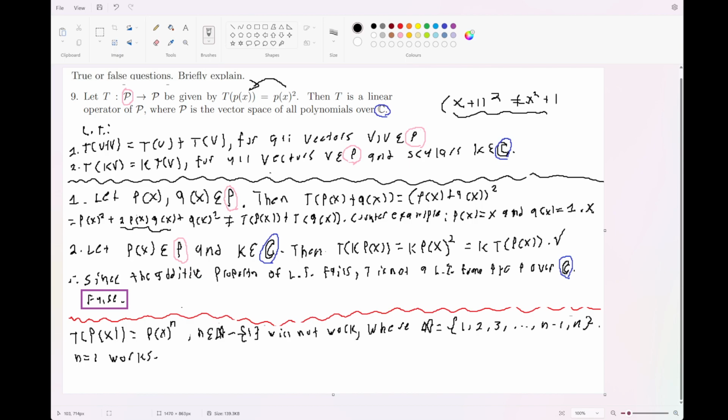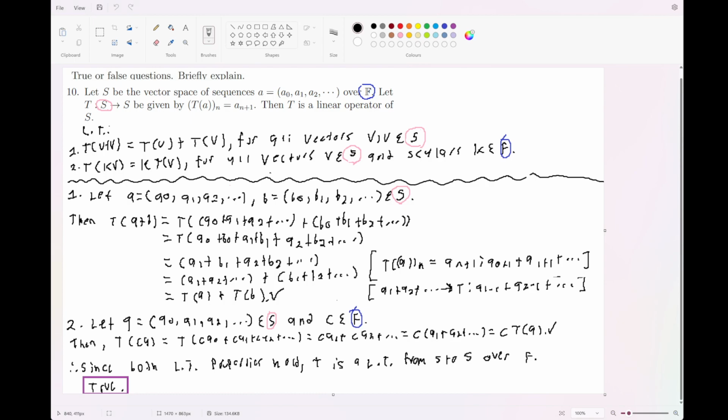If T(p(x)) is equal to p(x)^n, where n is an element of the natural numbers minus the element 1, so here, this does not exist. This will not work. Where n is an element, well, the set N is equal to 1, 2, 3, dot dot dot, n minus the element 1. Because n equals 1 works because it's just basically the function itself. So this is another useful generalization. So if you get 3 here, if you get 4, if you get 5, those will all not work. Okay, and 10.